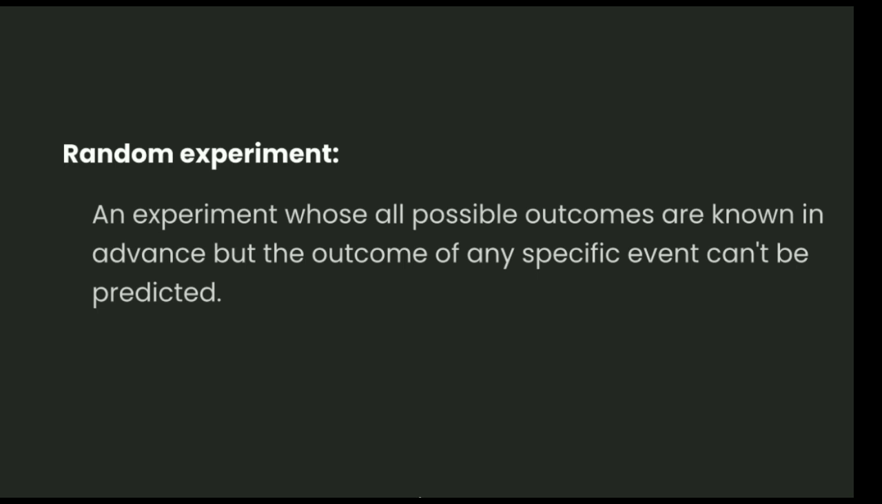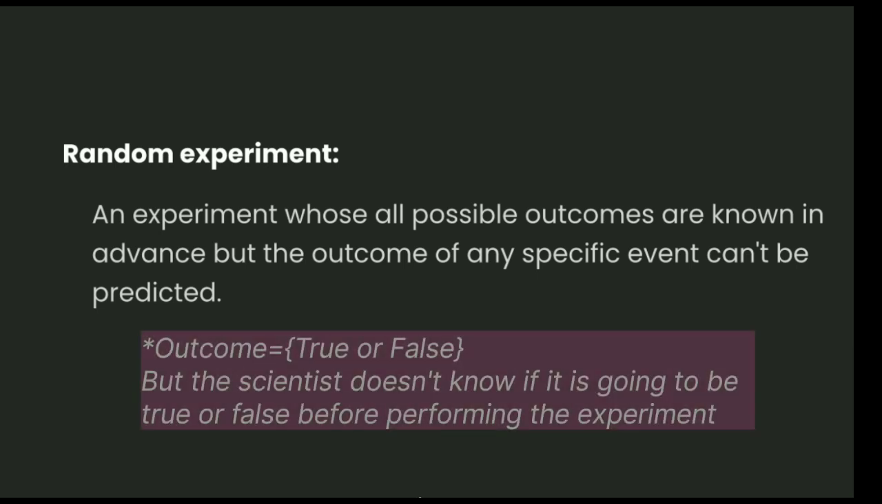What is random experiment? An experiment whose all possible outcomes are known in advance, but the outcome of any specific event cannot be predicted. So it's like you know everything. Suppose a scientist is going to do an experiment and he or she knows what the outcome is going to be. Either they are going to prove a theorem or they are going to prove some statement. So they know what is going to be the outcome. The outcome is going to be proving that statement is true or proving that theorem is true.